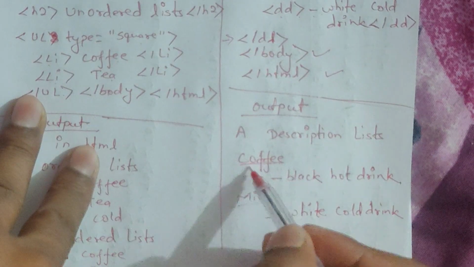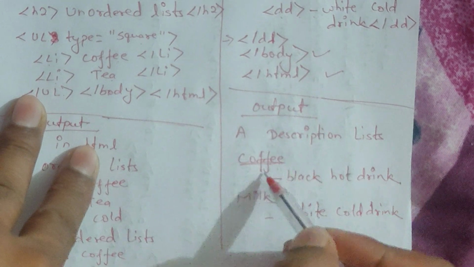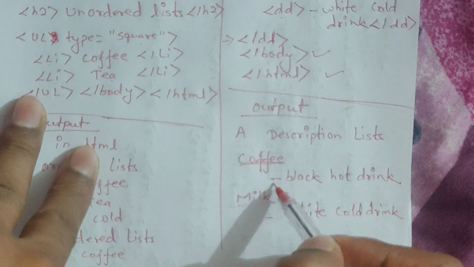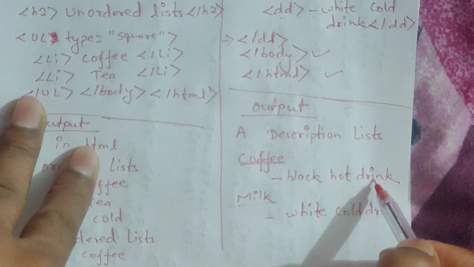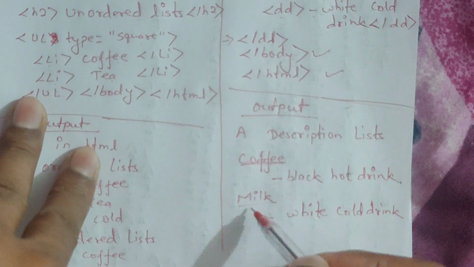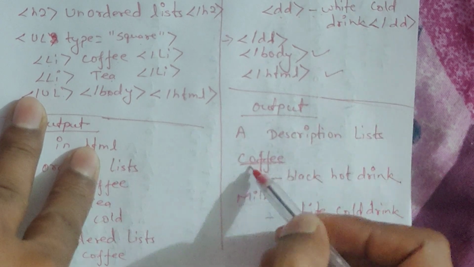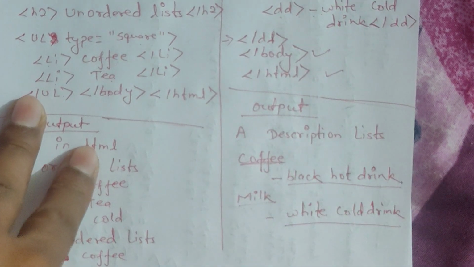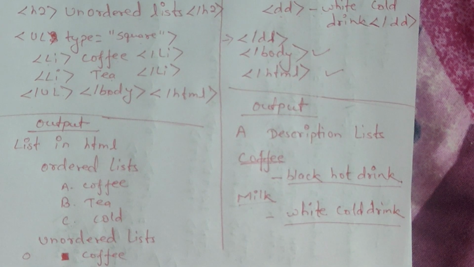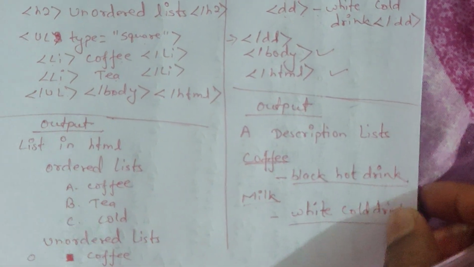So in our description list, coffee is the defining term, and the description is defining the description. And in milk, whatever you want to write about the milk, you can see here. What about the coffee? Black hot drink. So in this way lists are completed in HTML.